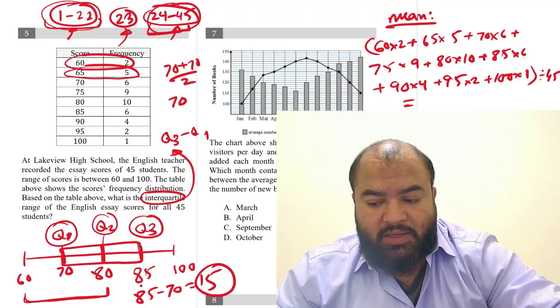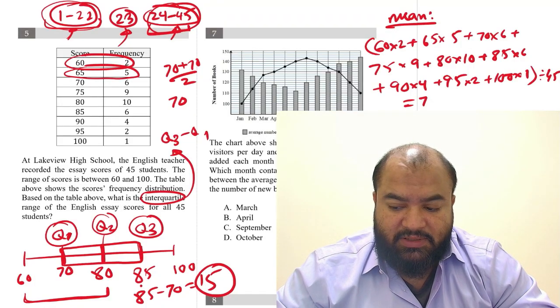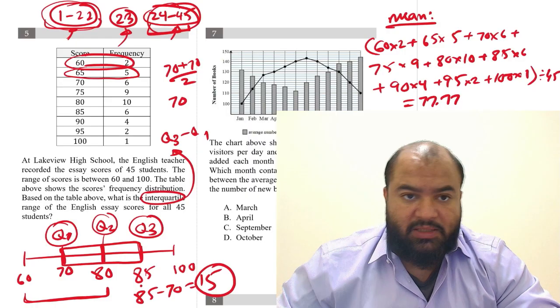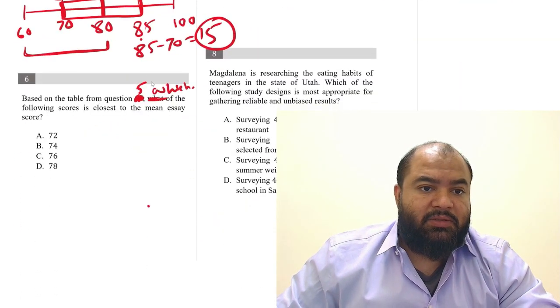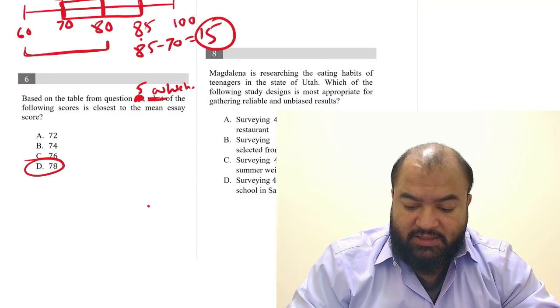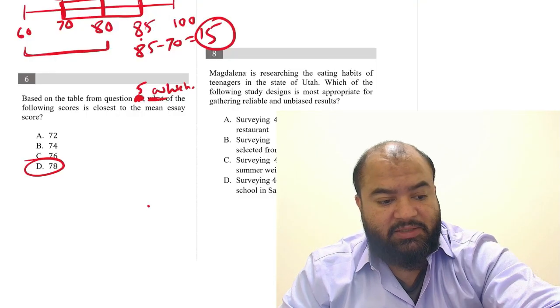If you use a calculator, 77.77, that's what you're going to get. So let's see which one is given here. The closest is 78, so D is the answer.